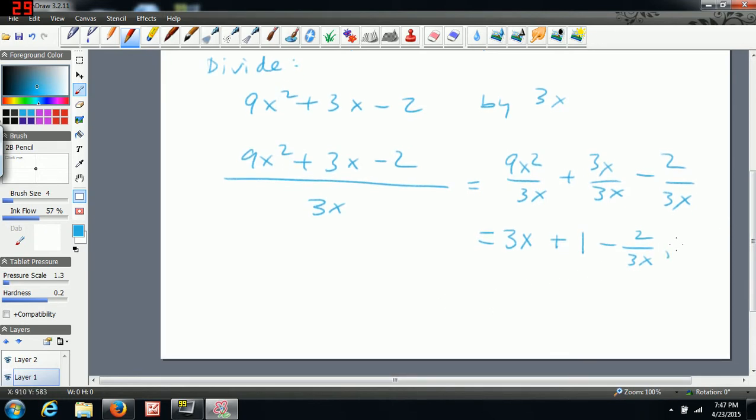And you might also want to mention that x does not equal 0, because if it did, then you would get an error here. It would be undefined. Okay.